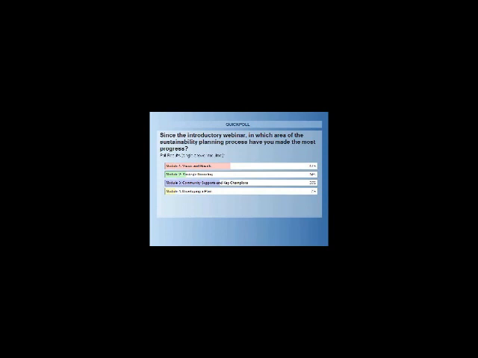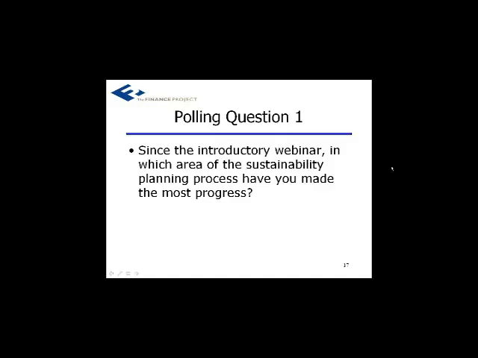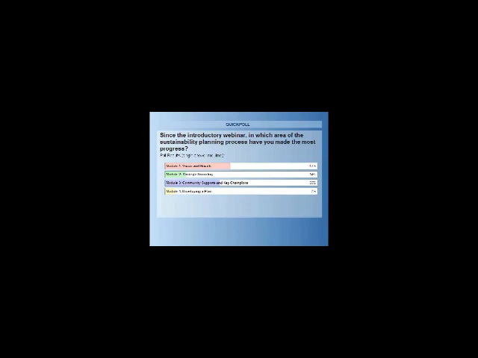And are you able to see the results? Let's see. Hide poll results to enable screen sharing. Oh, I didn't hide them. Hold on. 43%, there you go, 43% chose vision and results. 14% said Module 2 strategic financing. 36% said Module 3 community supports and key champions. And then 7% said Module 4 developing a plan. Great. Thanks very much, Emily.